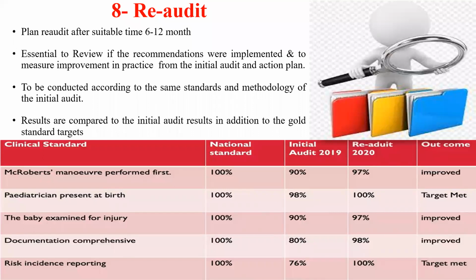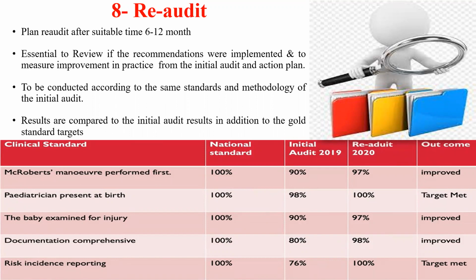To complete the audit cycle, you have to do a re-audit. Usually, the suitable time to do your re-audit will be from 6 to 12 months at least. Why re-audit is important? Because it is essential to review if the recommendations were implemented or not. If the recommendations were implemented, now you can measure if there is improvement in practice from the initial audit or no.